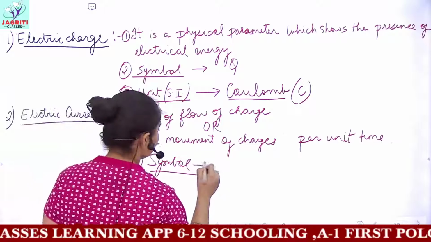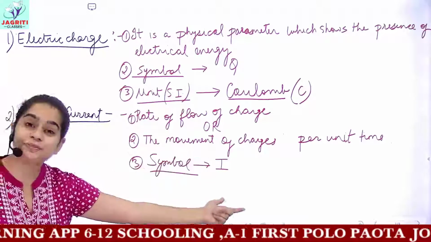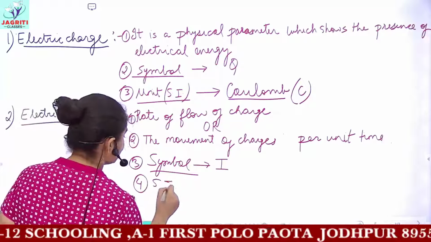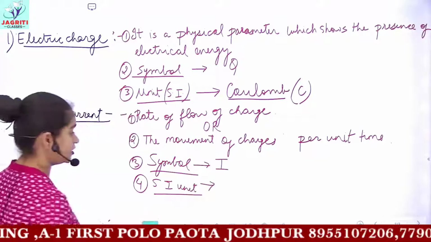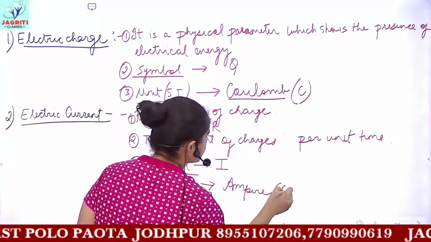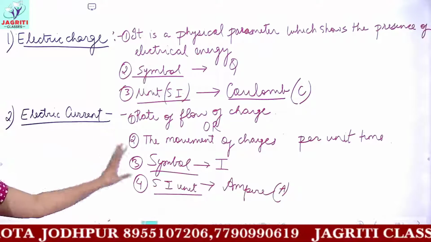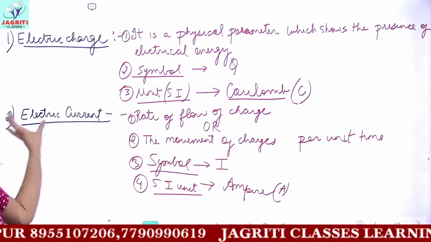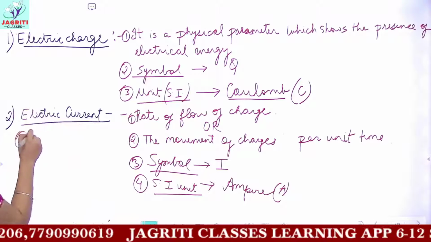The symbol of electric current used is capital I. Electric current is denoted by the symbol capital I. And the fourth point would be the SI unit. The SI unit of electric current is ampere, and it is denoted by the letter capital A. So this is the definition with its symbol and unit for electric current. Now you also have the fifth point, the formula of current.